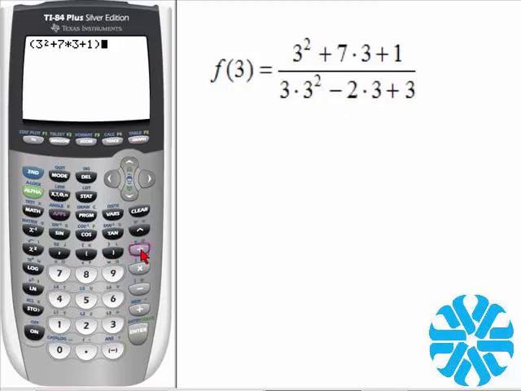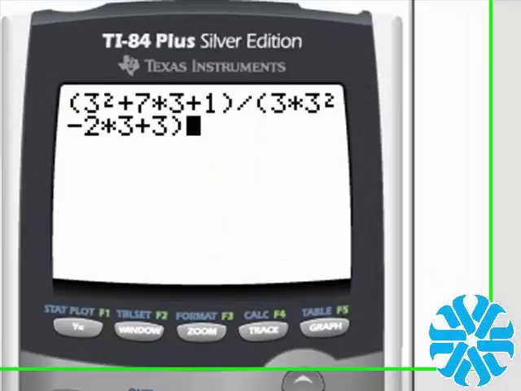Then that's going to be divided by the denominator, so we put grouping symbols around the denominator. And then we have 3 multiplied by 3 squared, subtract 2 times 3 added to 3. And now we're going to close the right-hand parenthesis with the grouping symbol.